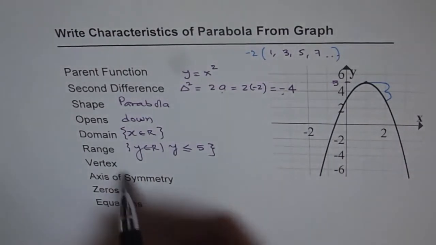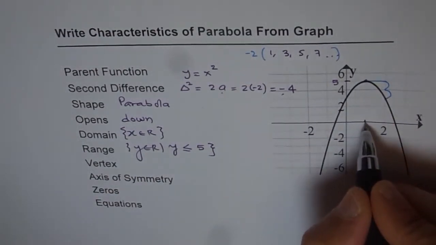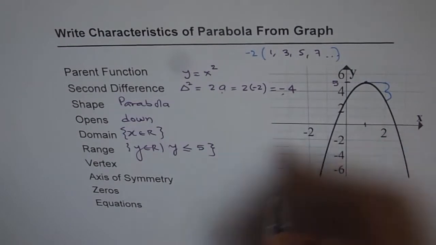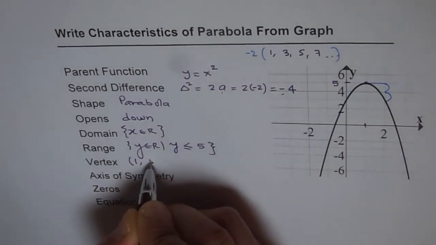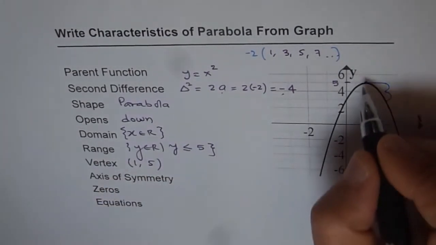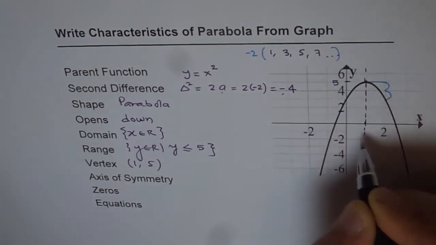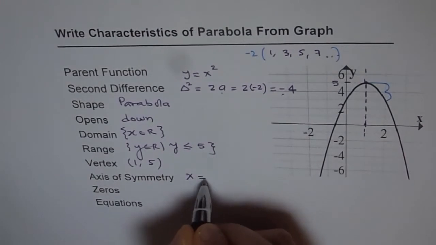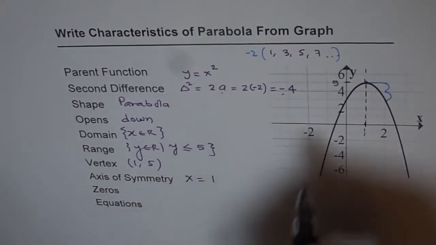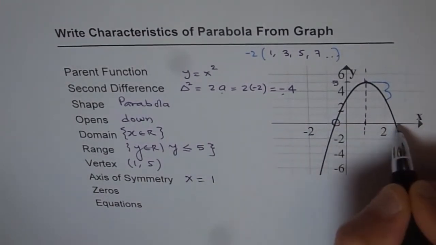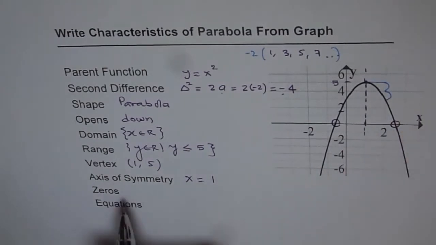How about the vertex? Vertex is at x equals 1, the value is 5, right? So the vertex is at (1, 5). Axis of symmetry is this line which goes through the vertex, and the x value here is equal to 1. Zeros. Zeros are these points which are very difficult to read from this graph, so we'll skip them for the time being.